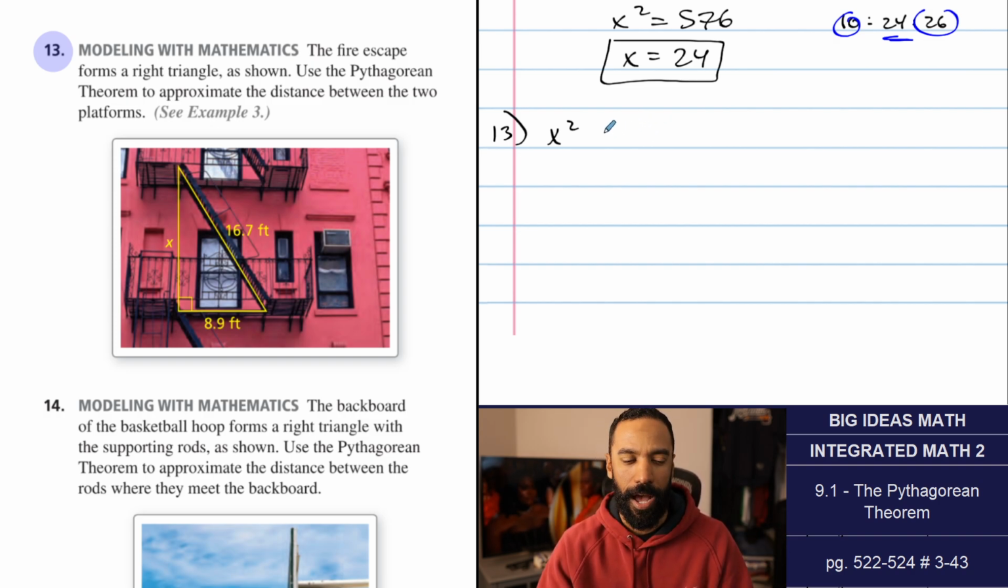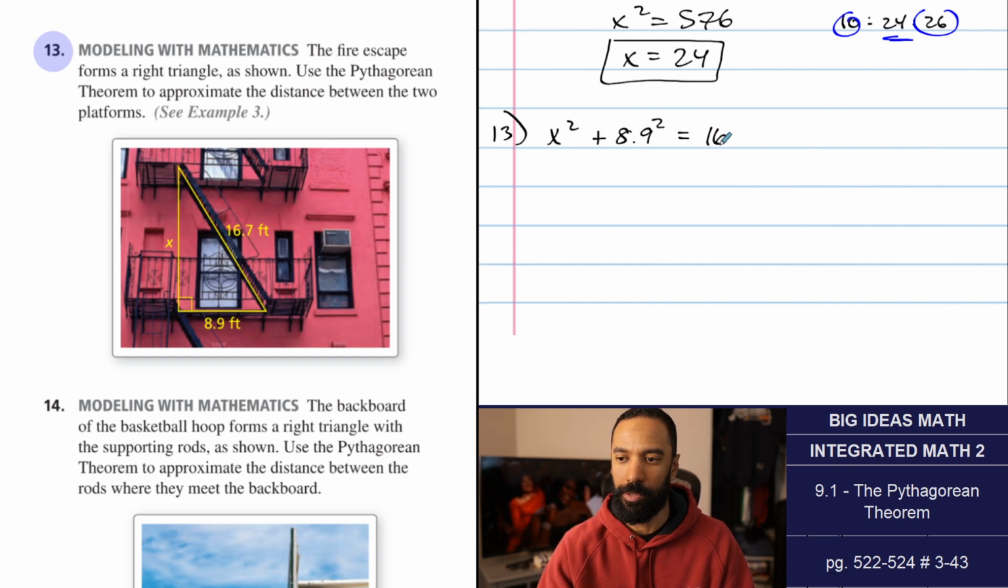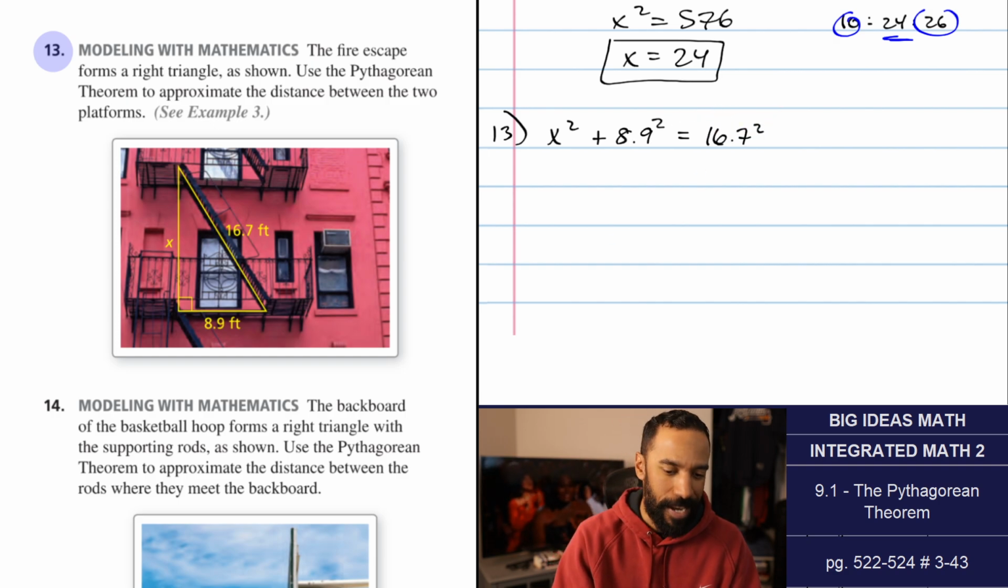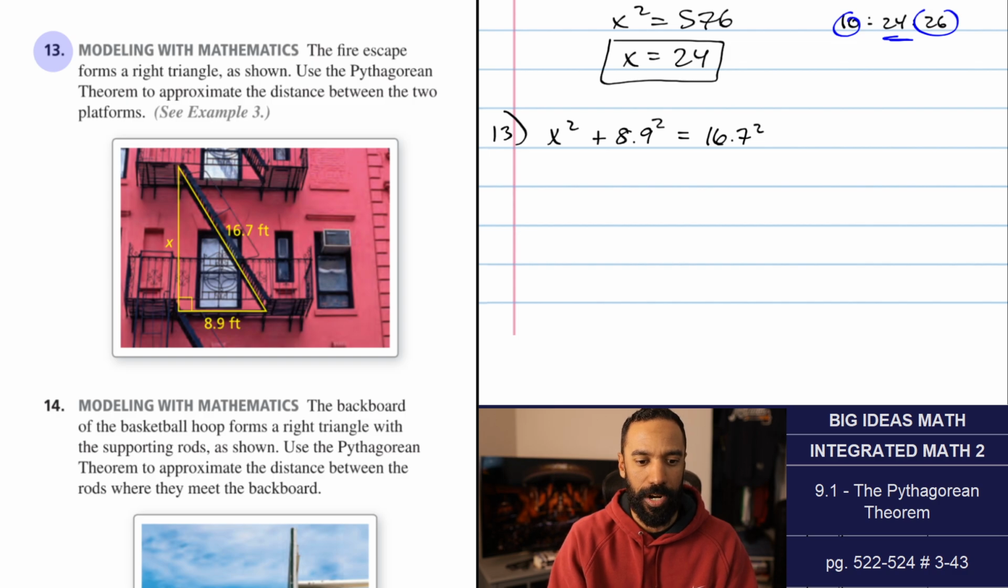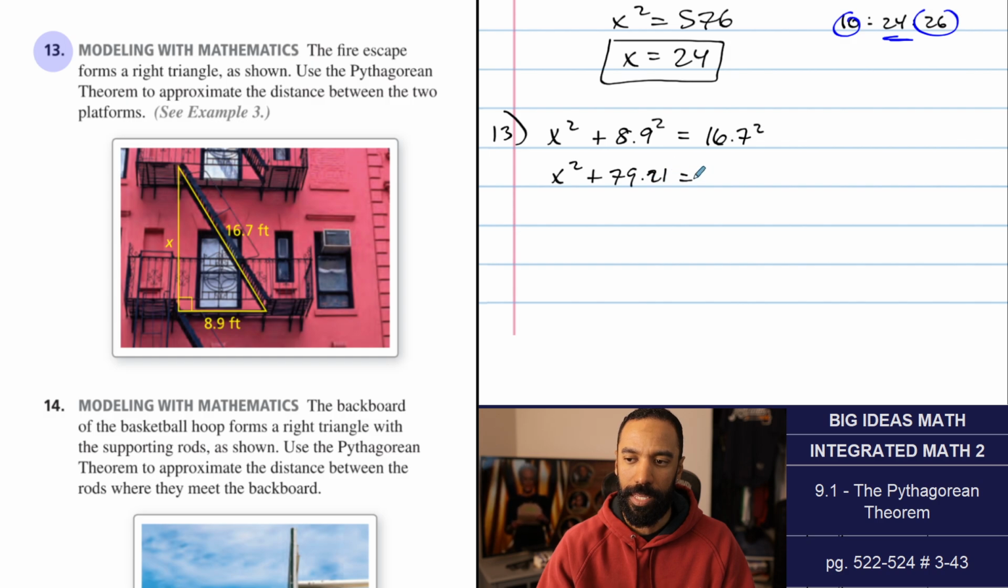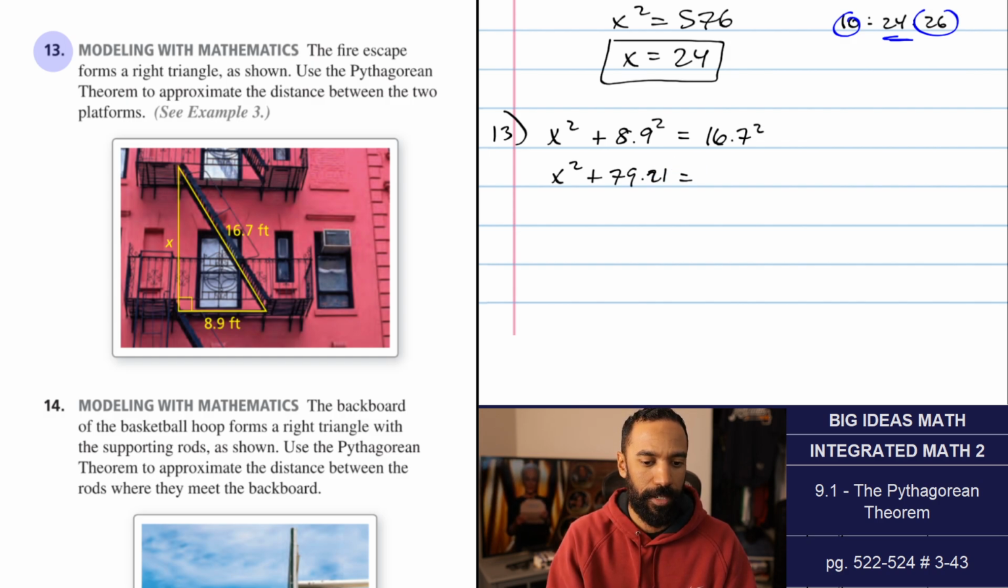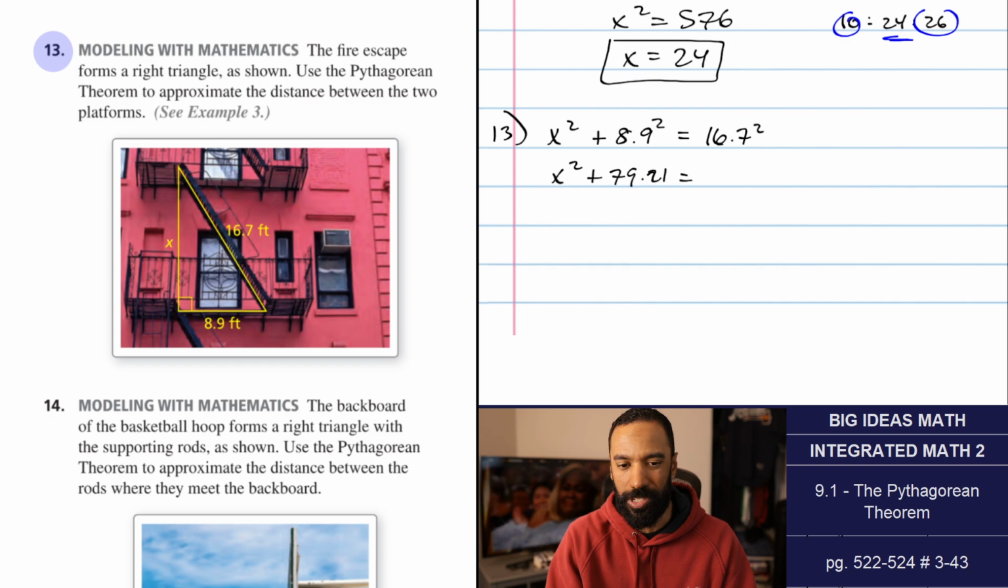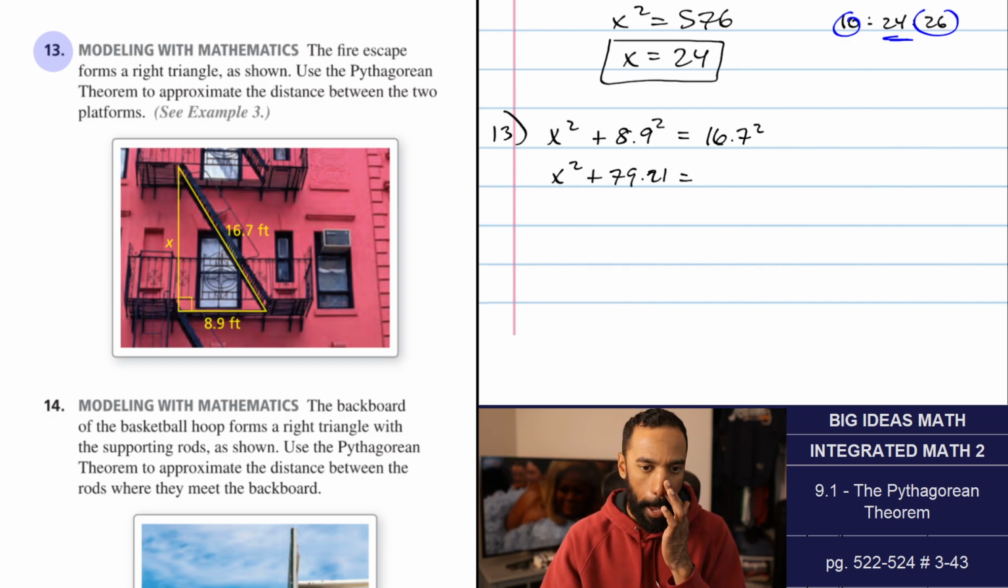These are single decimal values. They don't ask us what to round to. I'm assuming it's not going to be exact. And our answer needs to be in feet. x squared plus 8.9 squared equals 16.7 squared, none of which I know what these things are. 8.9 squared, close to 81, 79.21. So x squared plus 79.21 equals 16.7 squared. Sorry, I'm not showing this. It's just squaring numbers.